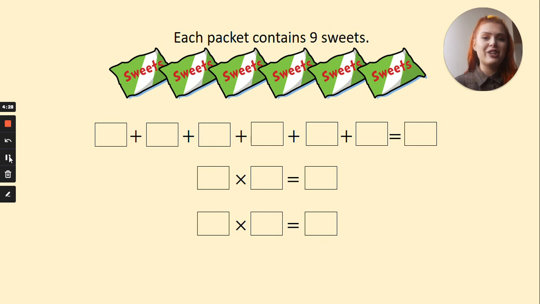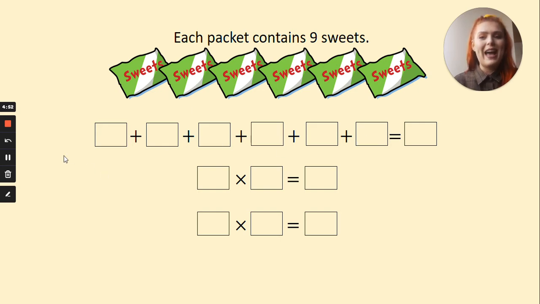I now have this question. Each packet contains 9 sweets. Imagine inside each of those green packets there is 9 individual sweets. I would like you to pause this video and complete this number sentence. What are we adding together? Just look at that one for the moment. Pause the video.